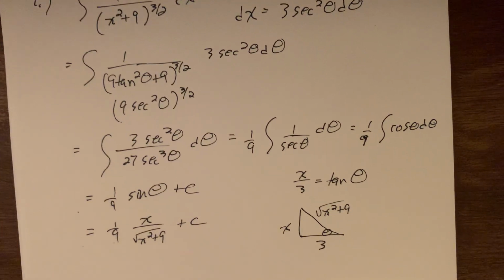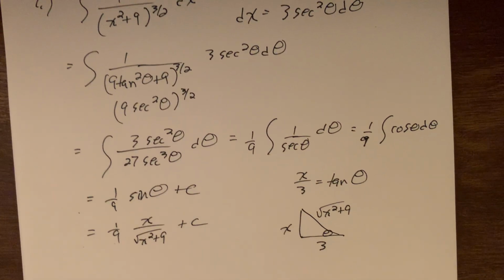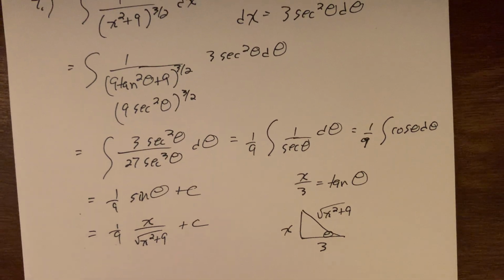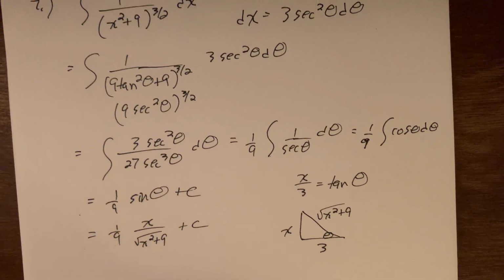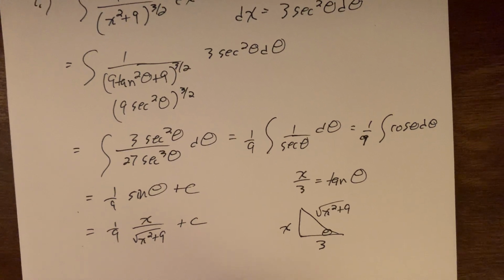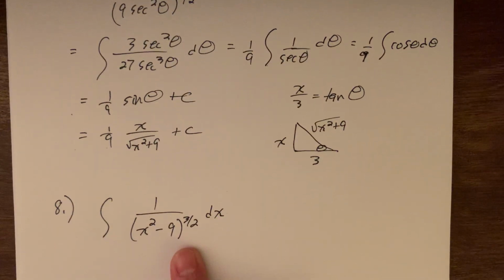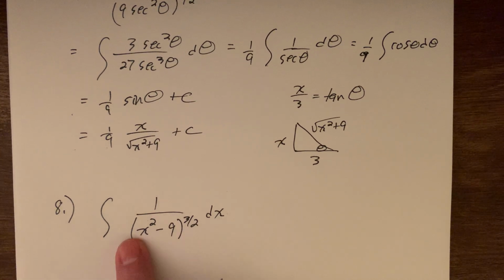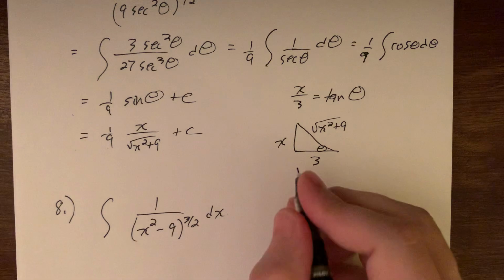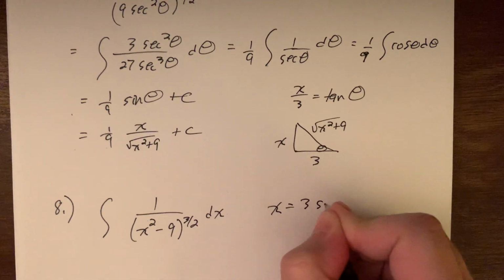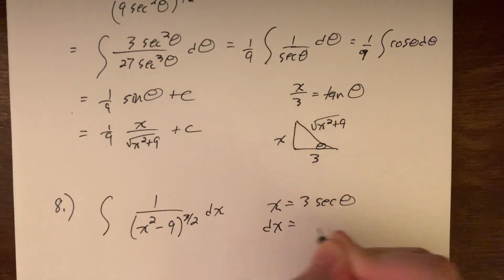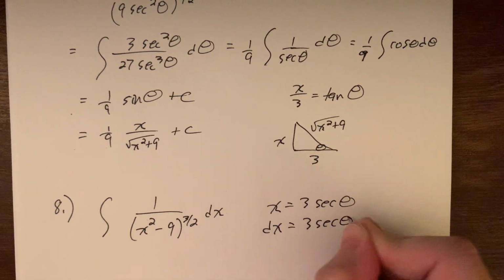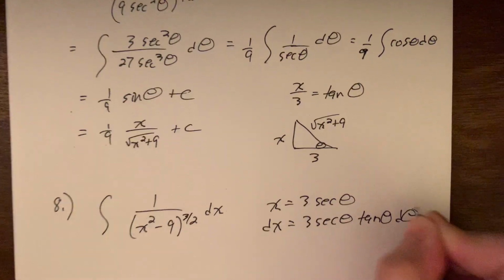Number 8, still one more that's still kind of similar. Let's look at 1, and this time let's do x squared minus 9 to the 3/2 power. So in number 6, we had an a squared minus x squared. In number 7, an x squared plus a squared. And now this is finally an x squared minus a squared. This one requires x is 3 secant theta. So dx will be 3 secant theta tan theta d theta.